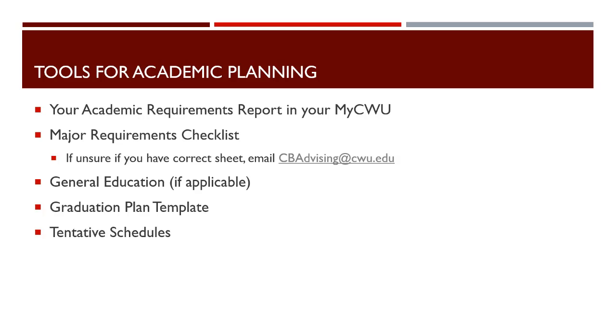Finally, you will need access to our tentative schedules. This link is on our academic planning site. The tentative schedules are to show you which classes are offered in what quarters. These schedules are specific to the location you attend, so ensure that you are looking at the schedule for your campus.